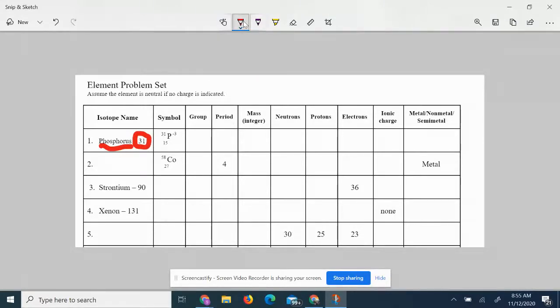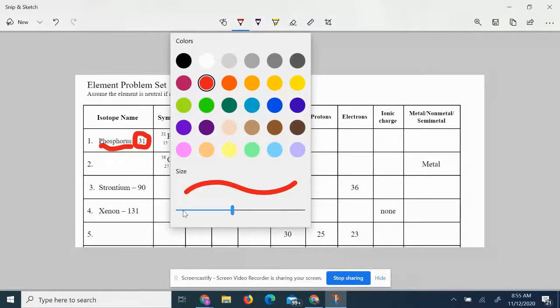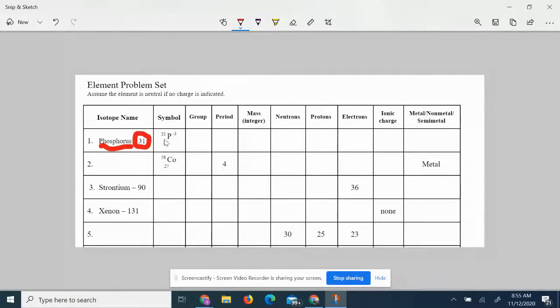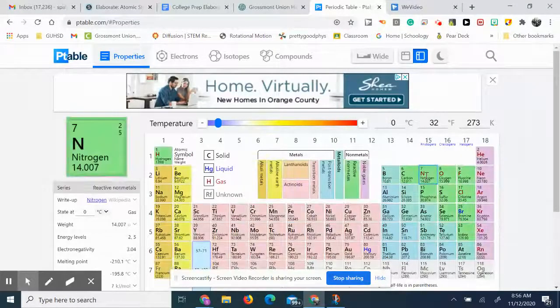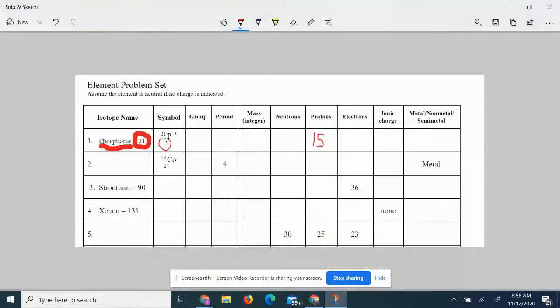Then when we're looking at the symbol, that 15 is the atomic number. The atomic number is the same as the number of protons. So I know that phosphorus has 15 protons. I also can look on the periodic table and find that as well. If you look right here at phosphorus, it has that 15 right there. That's the number of protons or the atomic number. So I have protons is 15.